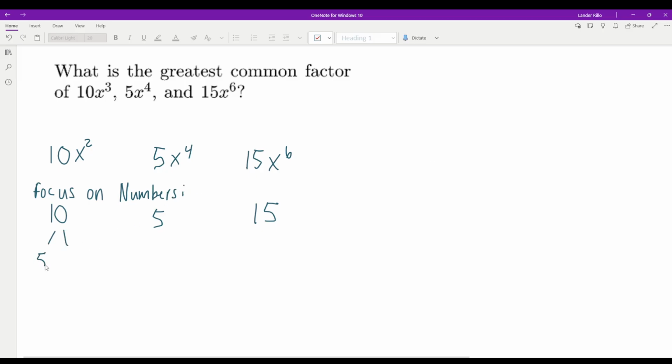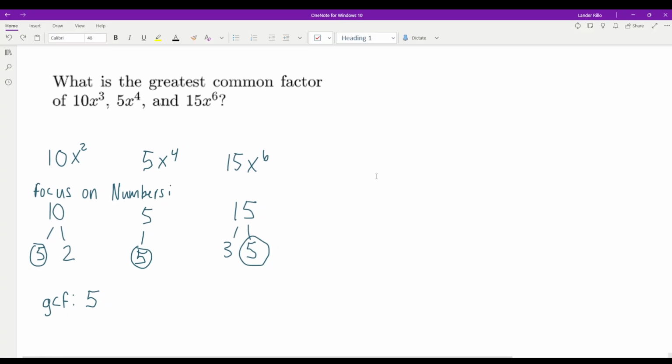10 can be divided up into 5, 2. They're both prime, so we're good there. 5 is just already a prime number, so it's 5. And then 15 can be divided into 3 and 5. Those are the factors. And find the GCF of the numbers. I'm just going to write it in lowercase. And there's a 5, there's a 5, there's a 5. Right here. And are there any other numbers that are common between them? Nope, there's no 2 here, no 2 here. There's no 3 in any of these. So the GCF of the numbers is just 5. Now for the variables.